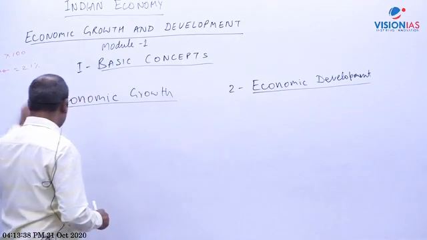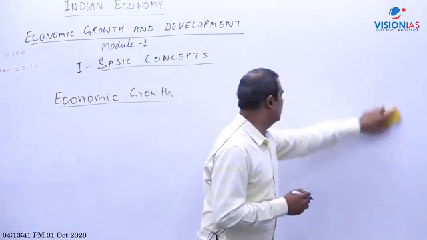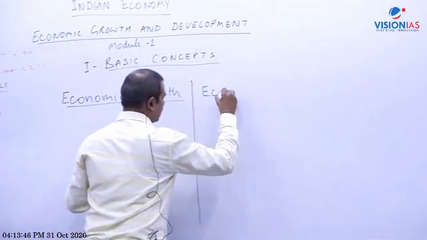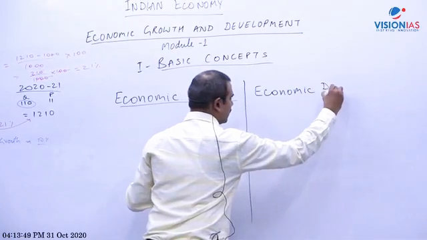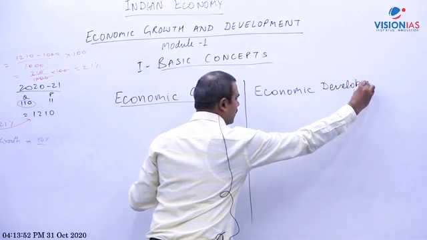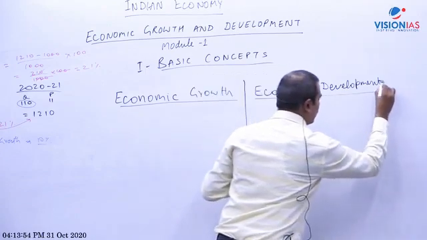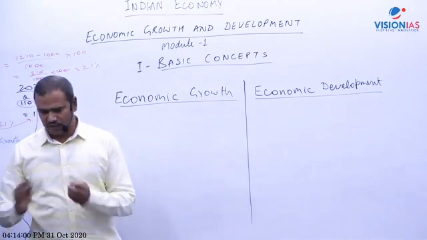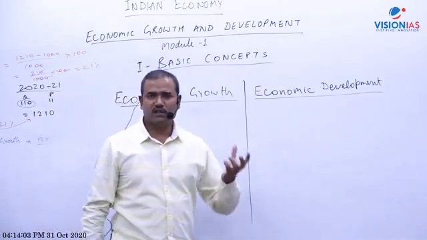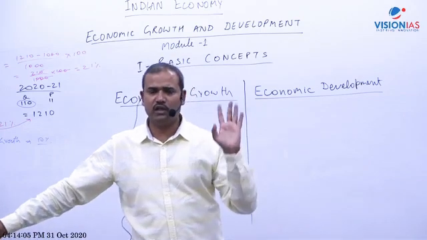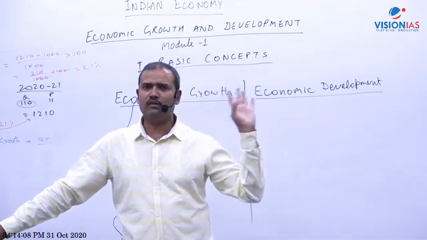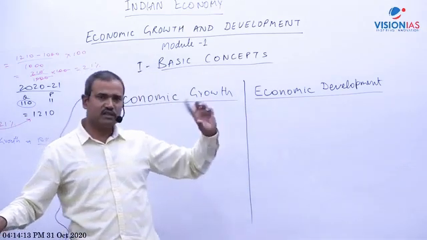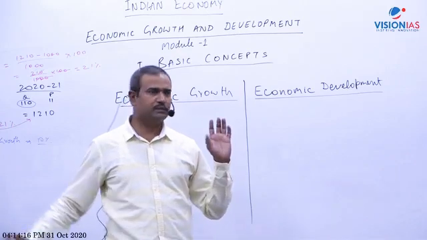Now just make a table like economic growth and economic development. One important thing is that this distinction was made only in the 1950s. Before the 1950s, these two terms were used interchangeably. So in 1920, 30, 40, no distinction was made. Economic growth and economic development were used interchangeably in economic literature. So mainly from the 1950s, this distinction was made by economists.